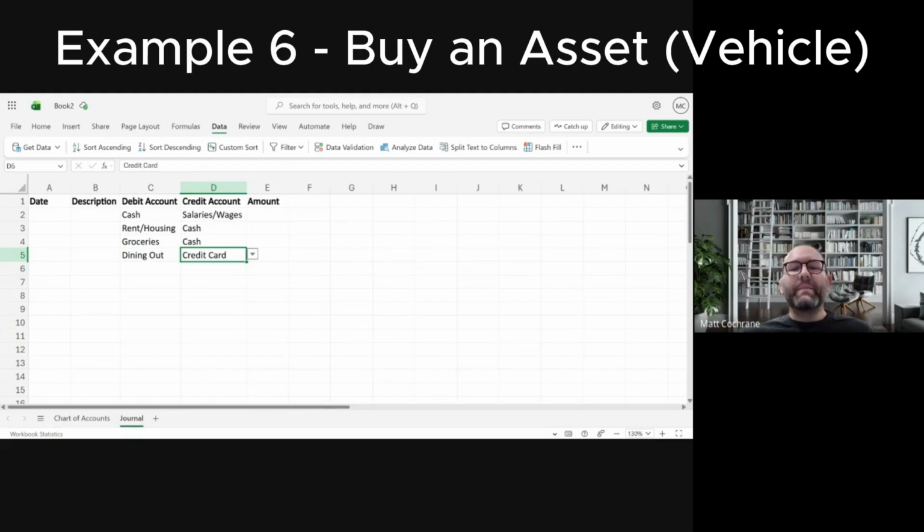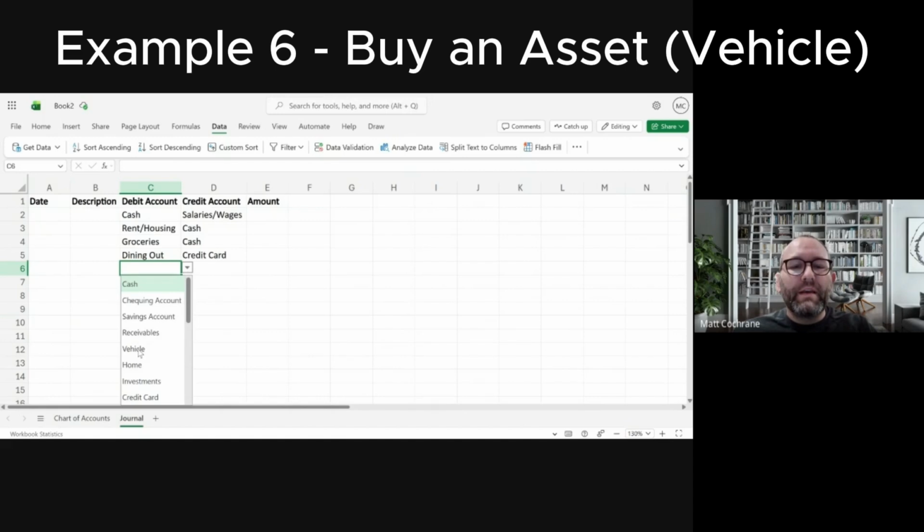And so we would credit our cash account because we're making the payment on our credit card. Next example, example number 6. We're going to buy an asset. So we're buying a car, and we're buying the car with cash. Because a car is an asset, we know that we have to debit the asset account for the car, which would be a vehicle. You could have named this anything in your chart of accounts. In this particular example, it's named vehicle.